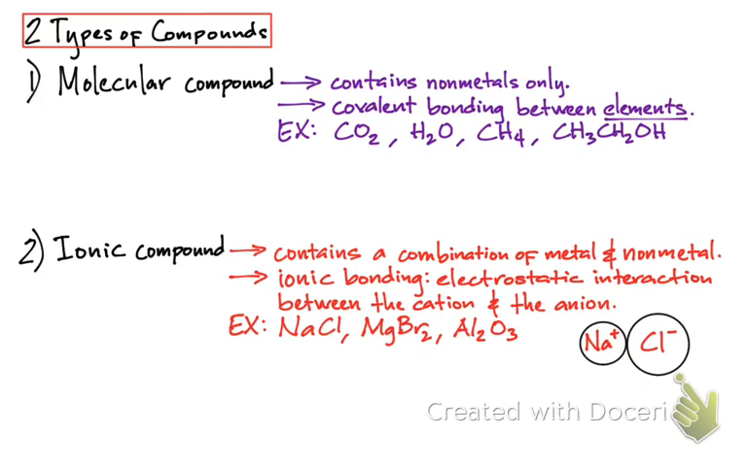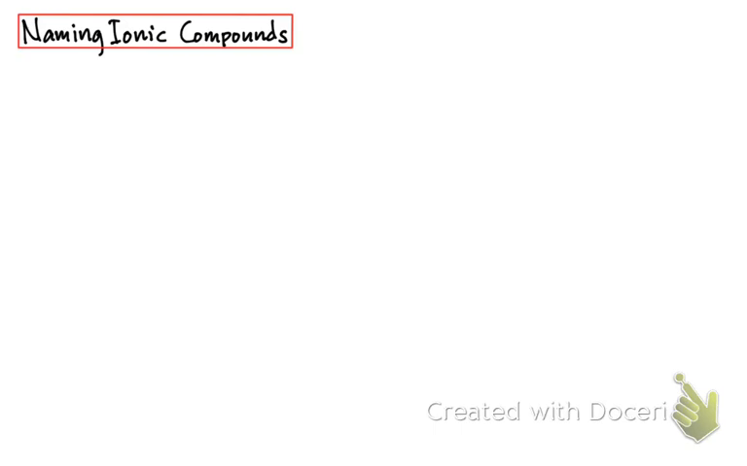So here are some examples of different types of ionic compounds. You have salts, right, like table salt, sodium chloride. You have Na, which is a metal, chlorine, which is a nonmetal. And you also have other types of salts like magnesium bromide, aluminum oxide, magnesium sulfate, so on and so forth. But our focus here in this video or in this lesson is naming ionic compounds. So we'll talk about molecular compounds in another video.